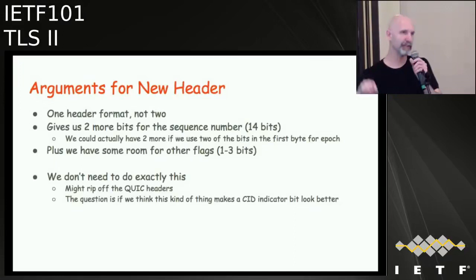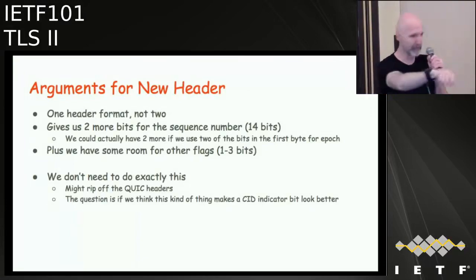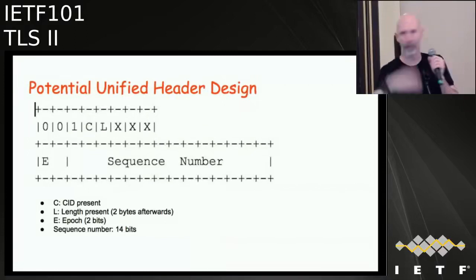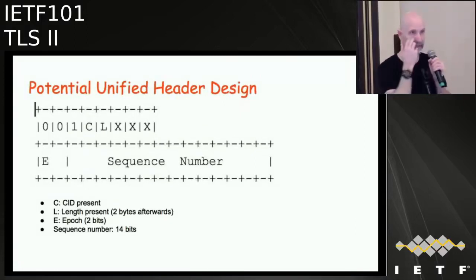Another possibility, if we decided we wanted a longer sequence number, is to shove the 2 epoch bits, go back for a second, into those 2 Xs, and then we have one more flag bit remaining if we wanted it, and then we have a 16-bit sequence number. There's a variety of other things you could do too. You could also have one of those bits be how long the sequence number is.